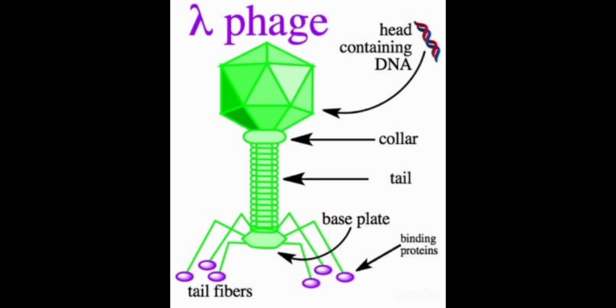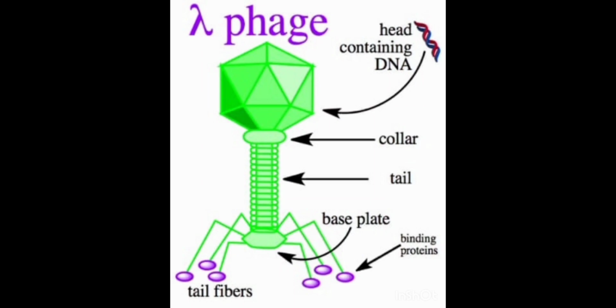Tail. The tail is a long, flexible, and non-contractile structure. It is responsible for attaching to the host cell and injecting the DNA. The tail is made up of protein subunits forming a hollow tube with a channel through which the DNA passes.